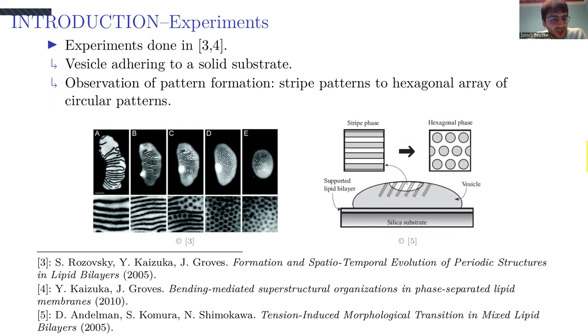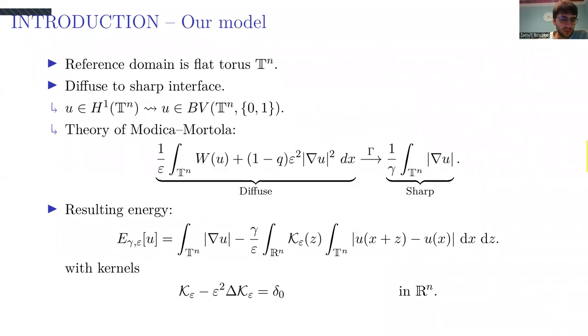Let us go to the sharp interface model instead of the diffuse interface model, which is simpler, and let's see what we can do there. First, let us look at the sharp interface model. This is exactly what we did here. So we're not looking at Sobolev functions in H1 anymore, but at functions u in BV, which have values in 0 and 1, basically sets.